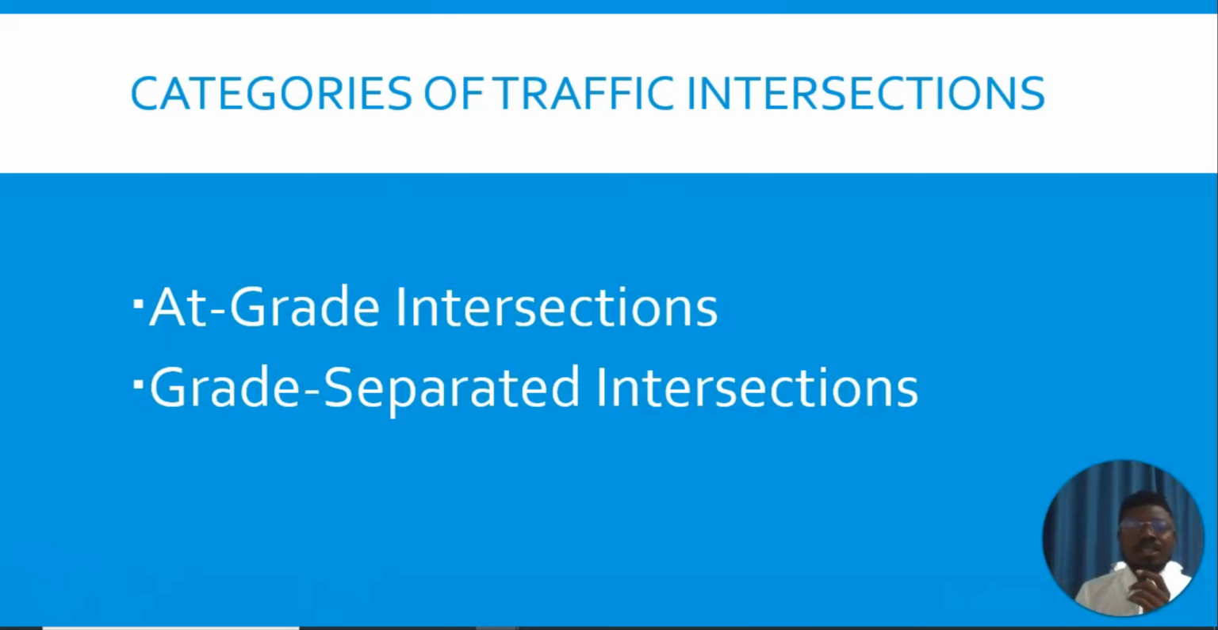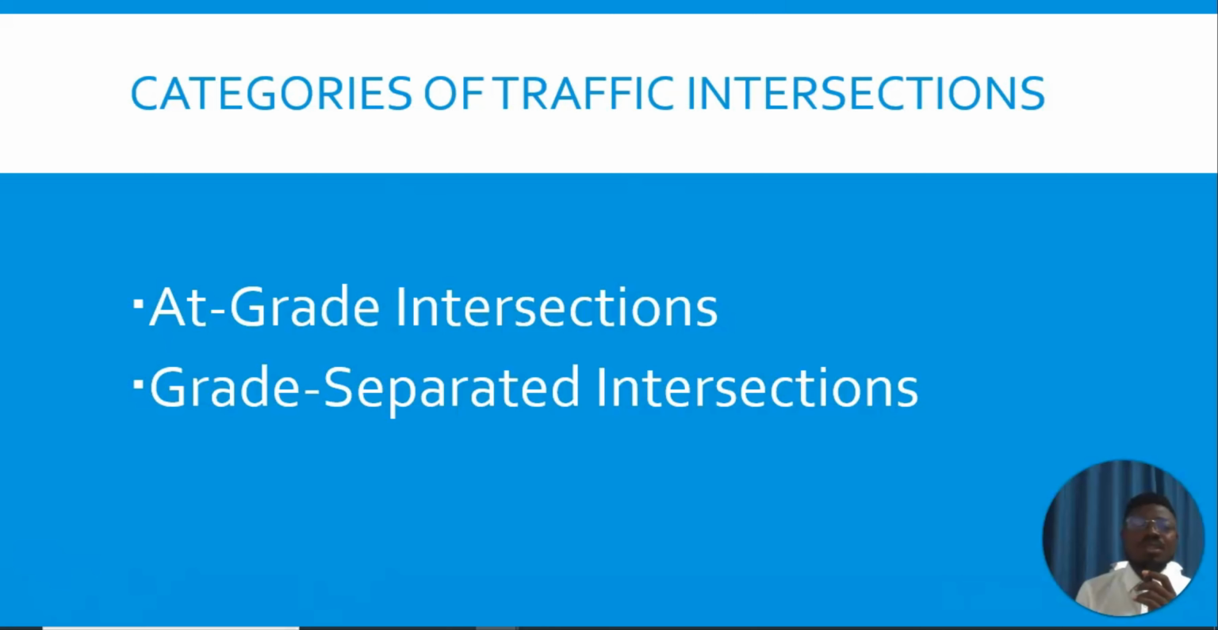And under this at-grade intersection is where we have other types of traffic intersections like the roundabouts. We have the T intersections. We're going to be looking into all those types soon. But what we're trying to say is that on any road, whenever it is on a plane level, that is what we call the at-grade intersection.